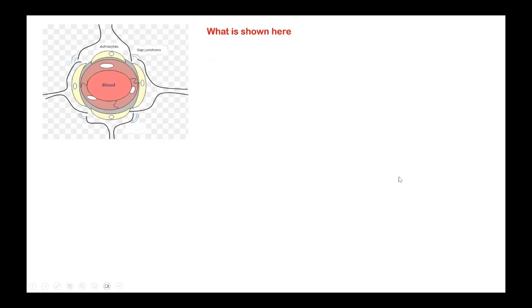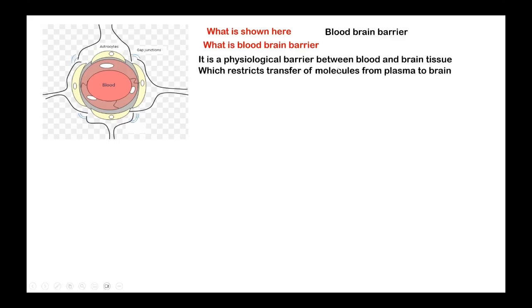What is the blood-brain barrier? How do you define a blood-brain barrier? It is a semi-permeable membrane. It's a physiological barrier, not an anatomical barrier, between the blood and the brain tissue, which restricts transfer of molecules from plasma to brain.